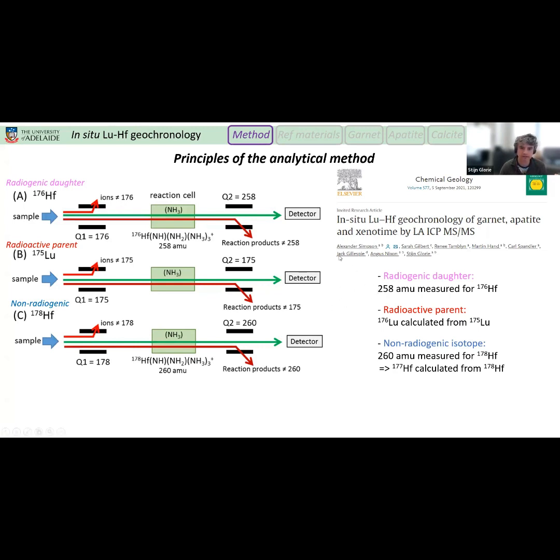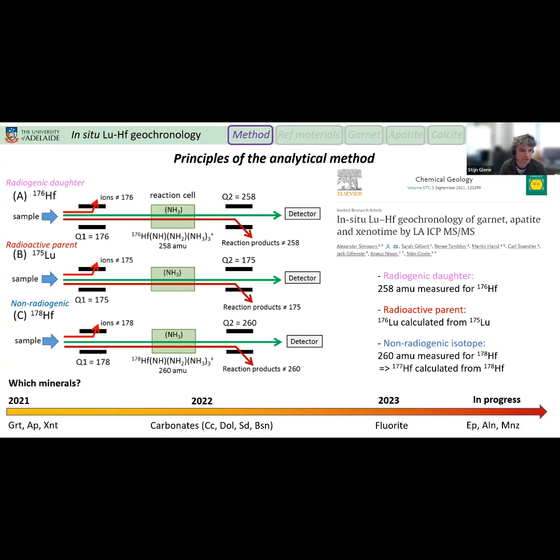So a bit more detail about the method can be found in this paper here if you're interested. It's quite detailed on the approach, also on all kinds of correction factors and things required, as I'll explain in this paper. I'm not going to go into much more detail on the methods. I'm just going to show you which minerals we can date now with this particular method, or at least that we have developed so far.